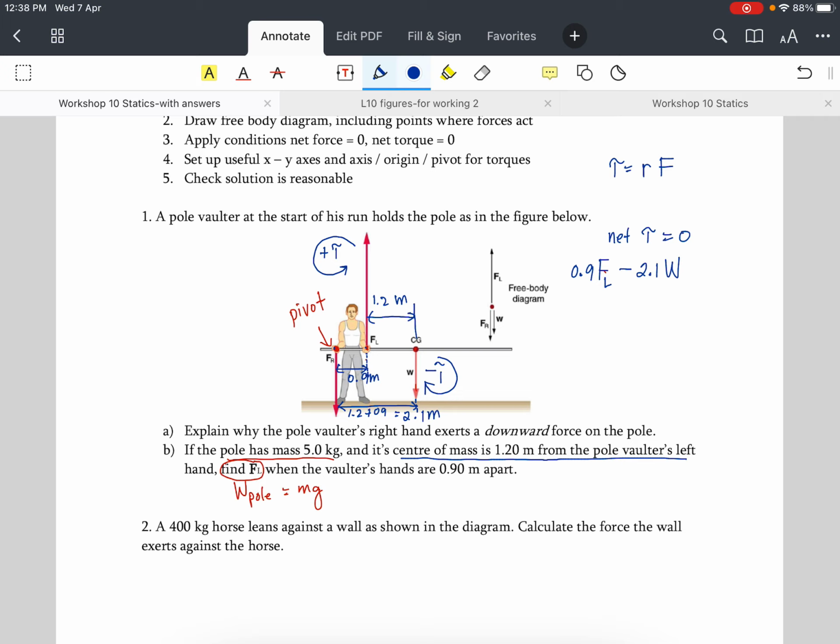Right, so those are the only two forces about the pivot point. The torque due to the right hand will be equal to 0 because we've put our pivot point exactly at the position of that force on the right hand. So it's just 0.9 multiplied with the force by the left hand minus 2.1 multiplied by the weight force, and that whole thing is the net torque, and it's equal to 0.